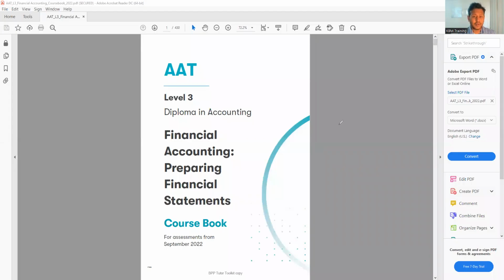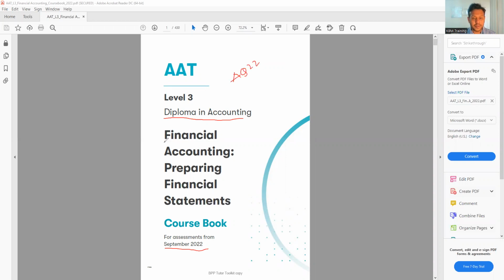So this paper, we have a level 3 diploma in accounting. And obviously this is the new syllabus from September 2022. And this is one of the longest papers we have for the AAT 2022. So this is our new syllabus, AAT 2022.